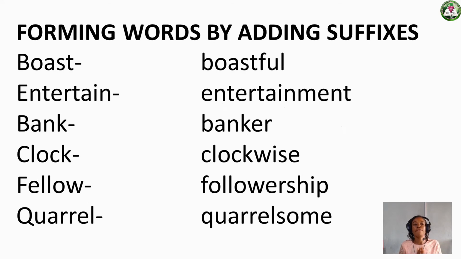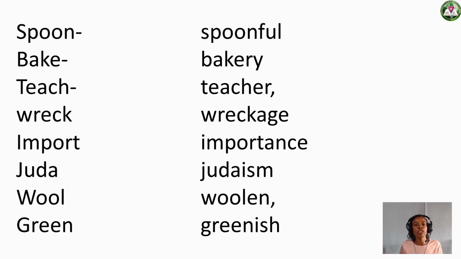We have taken note of how to form words by adding suffixes to words, like changing a noun to a verb. Like boast, we have boastful. Entertain, you have entertainment. Bank, we can form banker. Clock, you have clockwise. Fellow, you have fellowship, or follow, you can have followership. Quarrel, you have quarrelsome. We have other ones like spoon, spoonful. You have bake, bakery. You have teach, teacher. You have wreck, wreckage. You have import as importance.